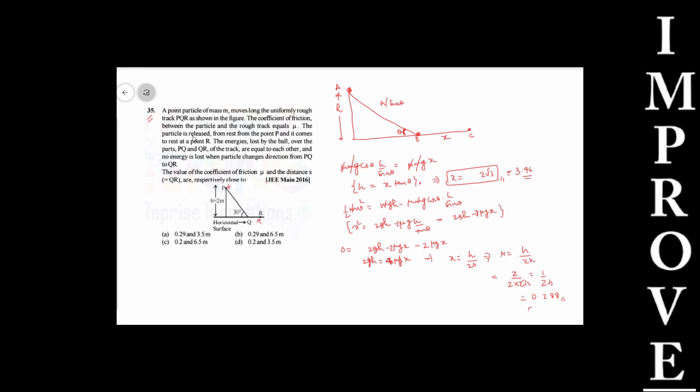Okay, given that the point P is at a height of 2 meters and this R is at a distance of x from Q, so this QR is the distance x, they have asked you to find the value of nu and the distance x.